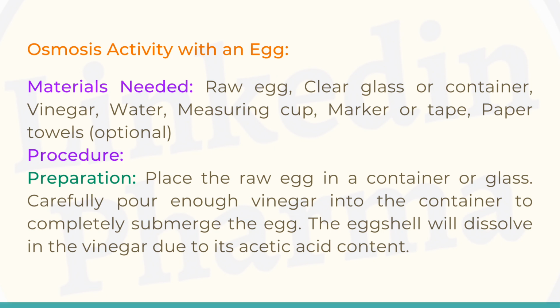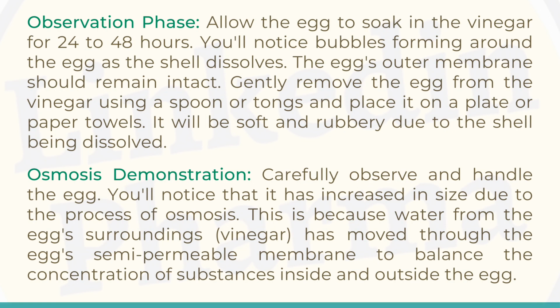The eggshell will dissolve in the vinegar due to its acetic acid content. Observation phase. A. Allow the egg to soak in the vinegar for 24 to 48 hours. You'll notice bubbles forming around the egg as the shell dissolves. The egg's outer membrane should remain intact. B. Gently remove the egg from the vinegar using a spoon or tongs and place it on a plate or paper towels. It will be soft and rubbery due to the shell being dissolved.